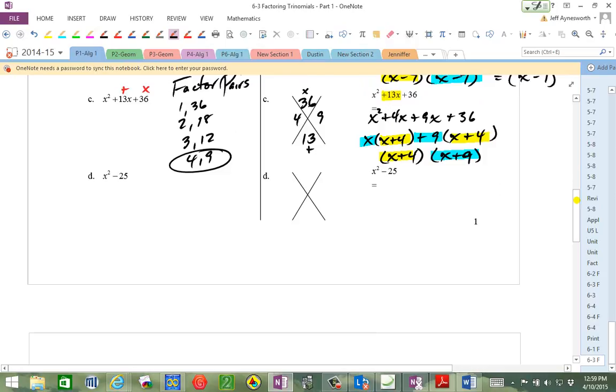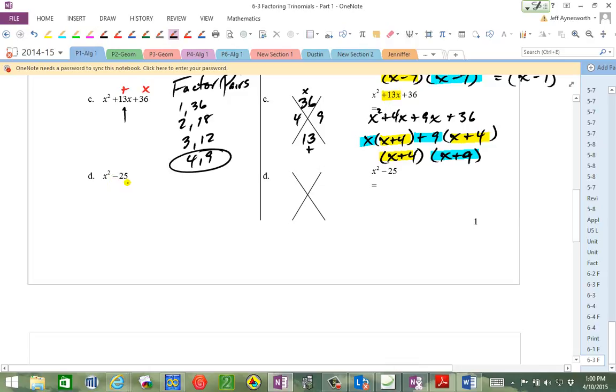Now on this one here, you don't have a middle term, so what would that coefficient be of the middle term if there's no middle term there? I mean, think about it. What does it have to be? Is it 1 or is it 0? What does that middle term have to be if there's no middle term there? And the answer is it has to be 0 because 0 times x is nothing.